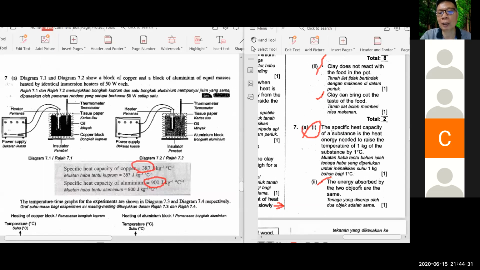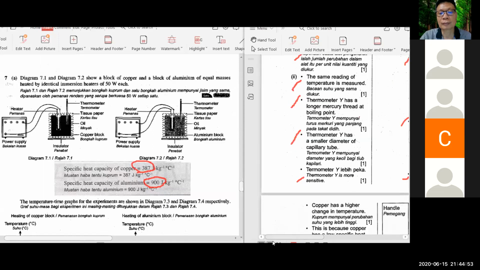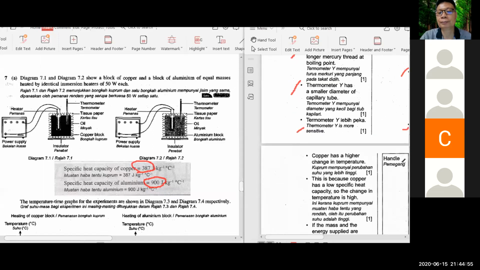Energy absorbed by the two objects is the same. Okay, sorry, just now I didn't show you. Specific heat capacity of a substance is the heat energy needed to raise the temperature of 1 kilogram by 1 degree. Okay. Next part, energy absorbed by the two objects is the same. Okay. Next.